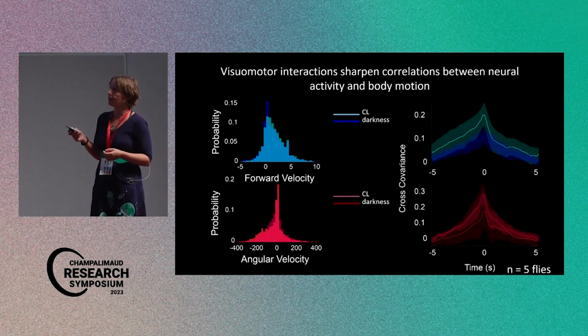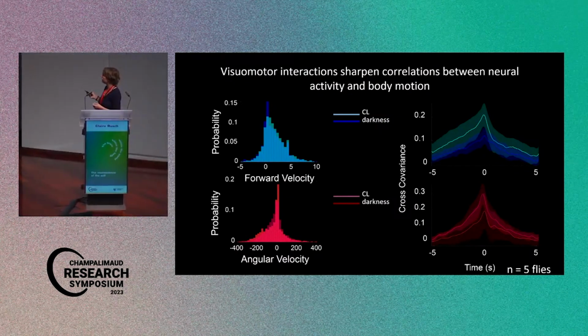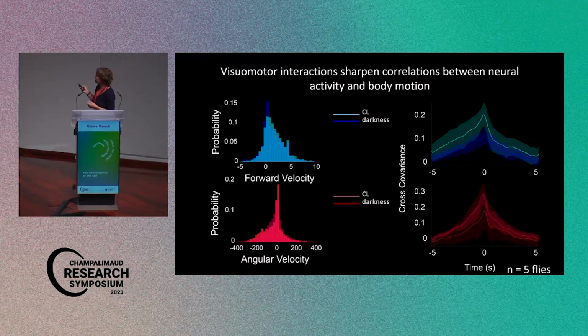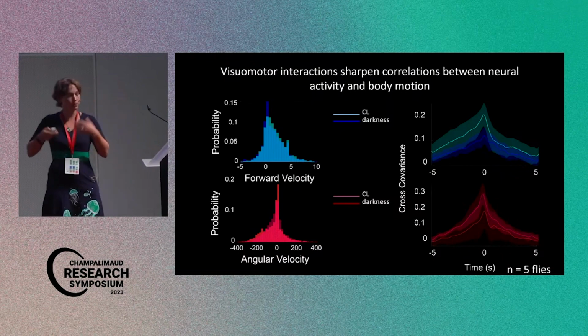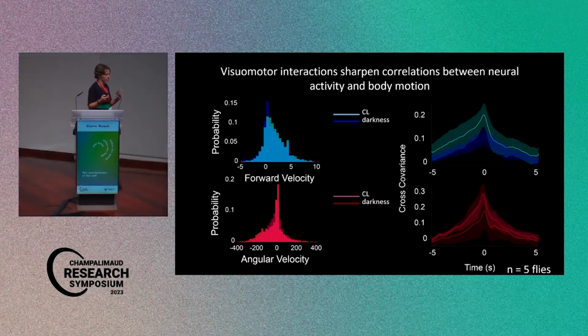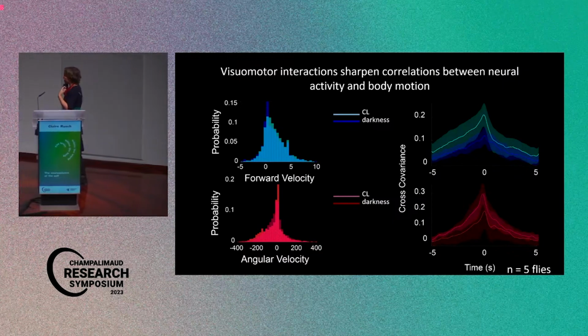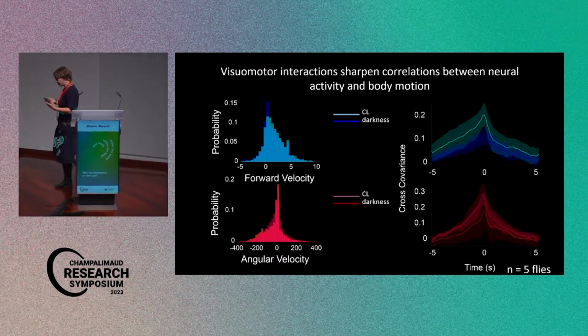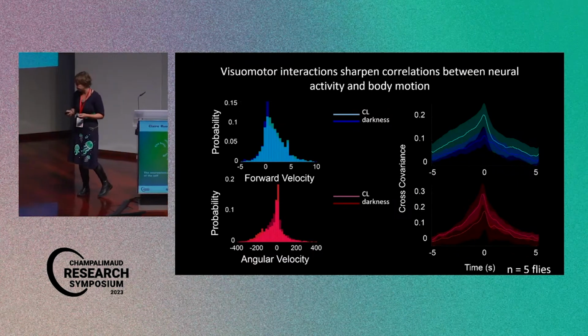And yet, when we plot the cross-covariance, here you have the forward velocity, here the angular velocity. Again, closed loop is going to be this lighter blue, the darkness is dark blue, lighter red for the closed loop, darker red for the darkness. And you can see there is this sharpening of the cross-covariance between those 2 variables. So it really seems that closed loop is helping the fly get a more accurate representation of the way it's moving through space.